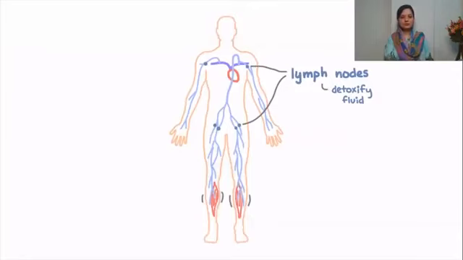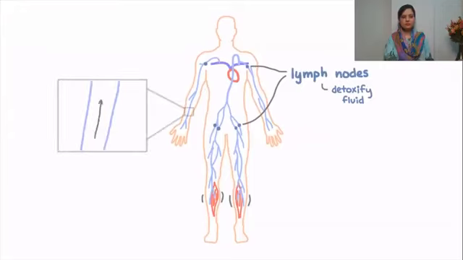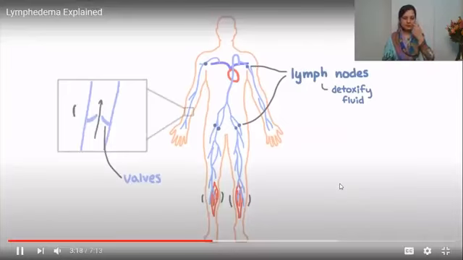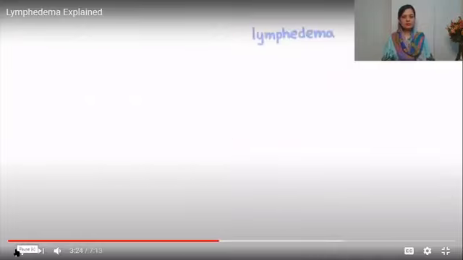So basically, fluid is collected in the capillaries and then propelled in one direction through lymph vessels, which contain one-way valves, due to your own body movement and by the small contractions that occur in and around the lymph transport vessels.